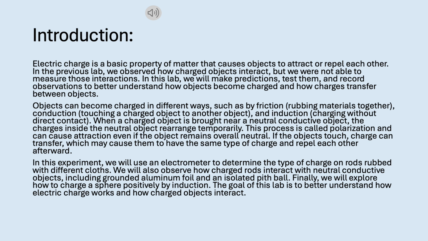In this experiment, we will use an electrometer to determine the type of charge on rods rubbed with different cloths. We will also observe how charged rods interact with neutral conductive objects, including grounded aluminum foil and an isolated pith ball. Finally, we will explore how to charge a sphere positively by induction. The goal of this lab is to better understand how electric charge works and how charged objects interact.